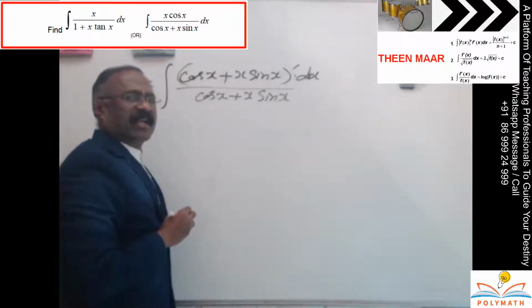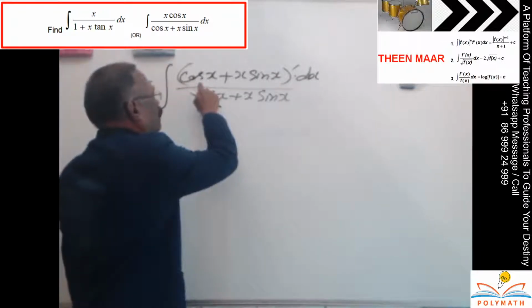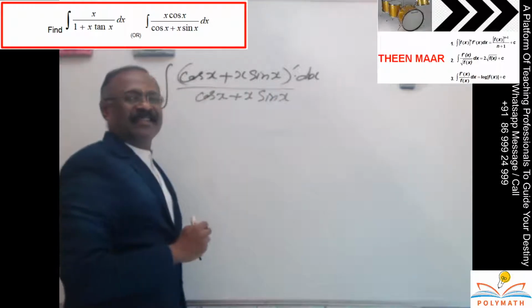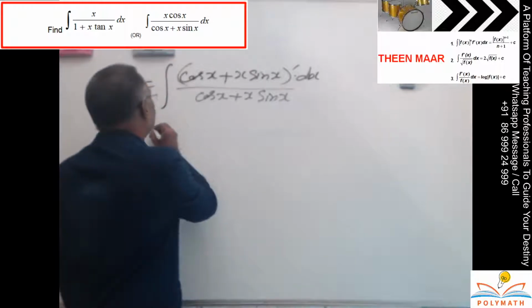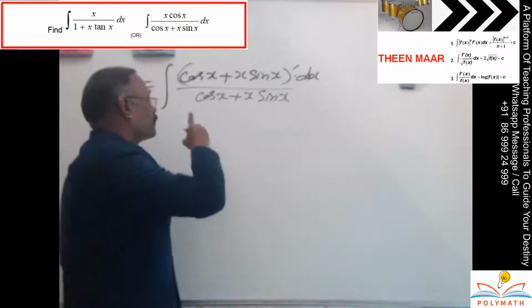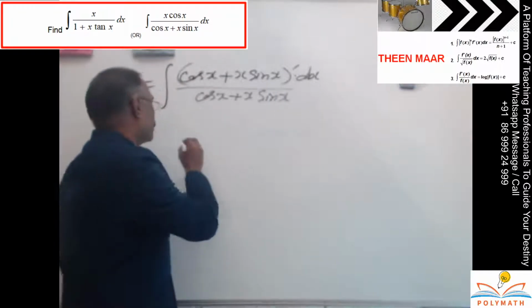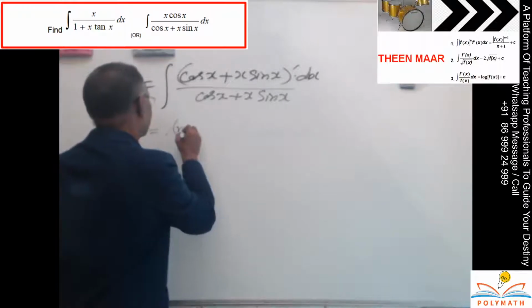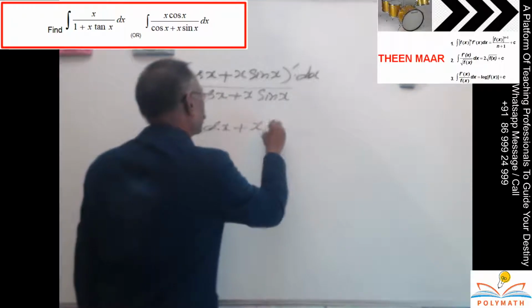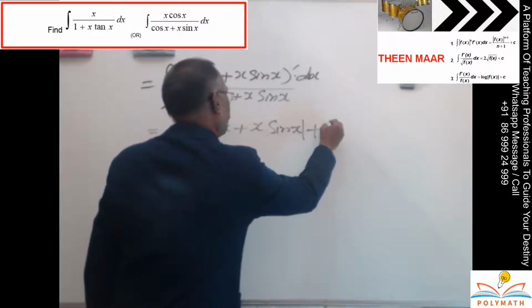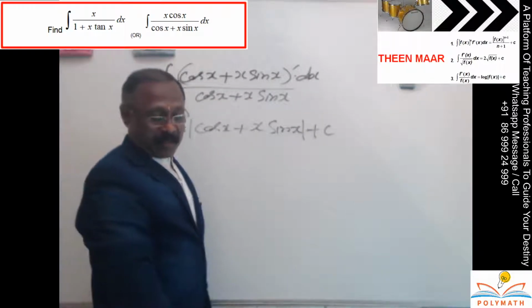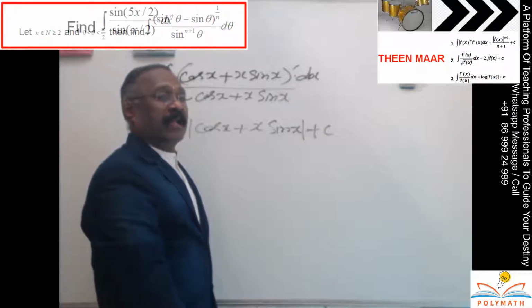Don't take it as t and simplify. See, the derivative of cos x is minus sin x, and the derivative of x sin x is sin x plus x cos x. So x cos x remains. So it takes the Maar 3 form, integral f dash x by f of x, which is ln mod of cos x plus x sin x plus c. It is done. The first one is done, depending on Maar 3. Let us see the next one.